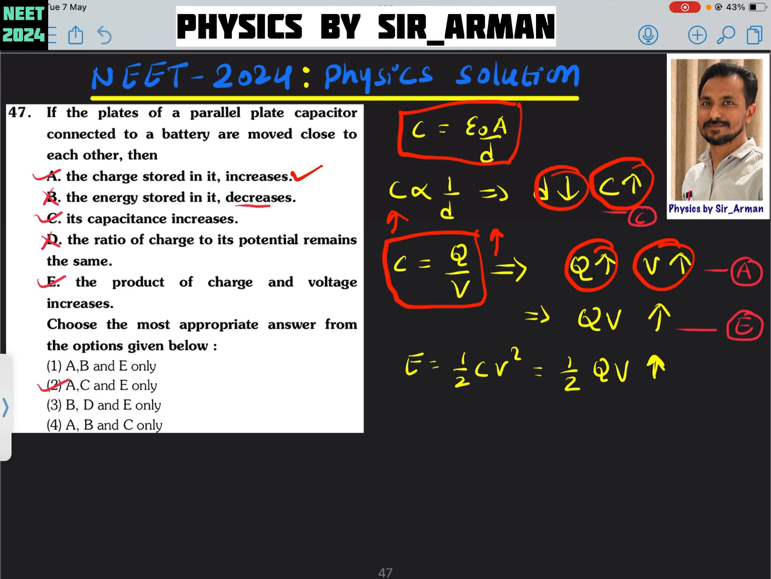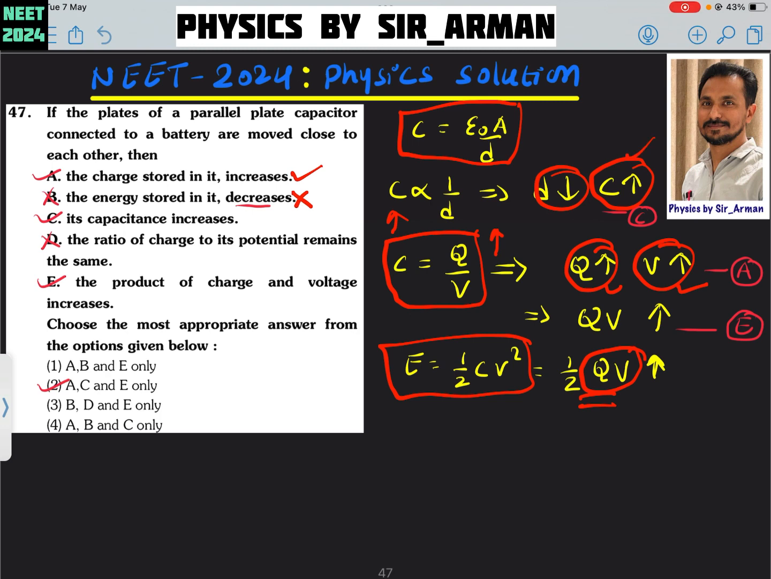The energy stored in it decreases. Now what is the equation for the energy? It is half CV square, and another equation is half Q into V. So Q increases, V increases. It means the multiplication Q into V, that is the energy, also increases, but here it is given decreases. So this is incorrect. Its capacitance increases. Yes, it increases, that we have already seen here, right?